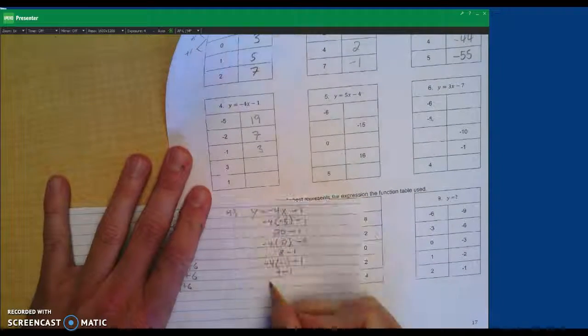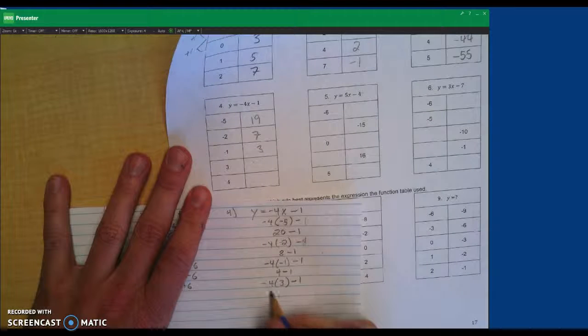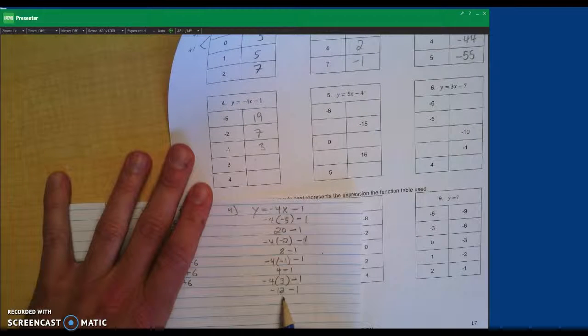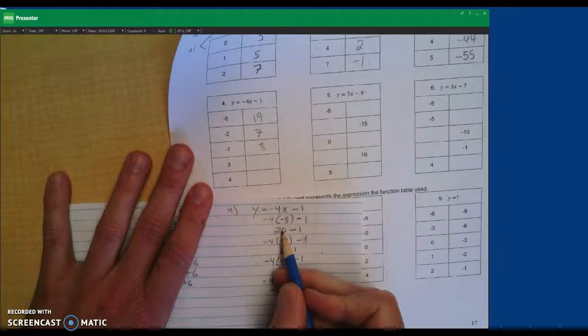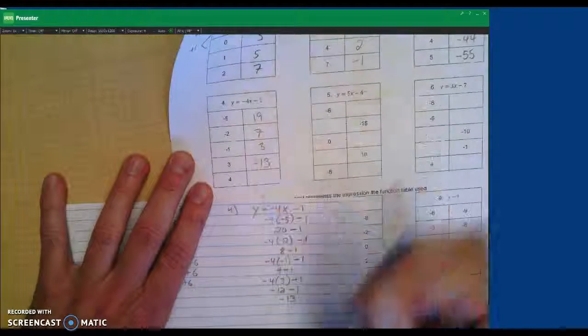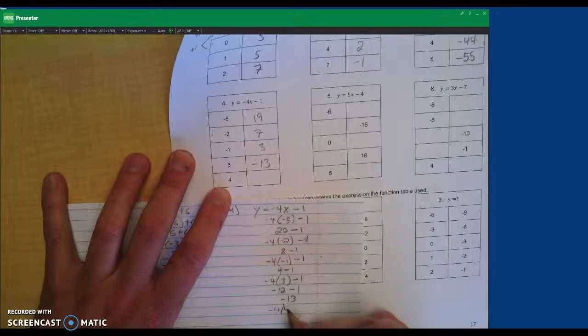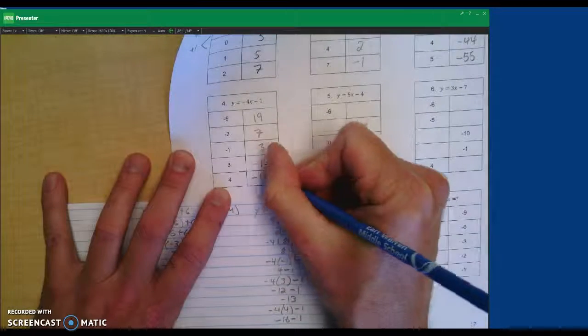And then the next value we're plugging in is 3. So negative 4 times positive 3 minus 1. So when you multiply those, you get negative 12. Now be careful with this. A lot of you can still make this mistake. All of these, you just take away 1 from whatever this is. Well, negative 12 minus 1 more is negative 13. So be careful with that. Make sure you remember how to subtract your negatives. And then the last one, negative 4 times this value, 4, minus 1 more. So negative 16 minus 1 more is negative 17.